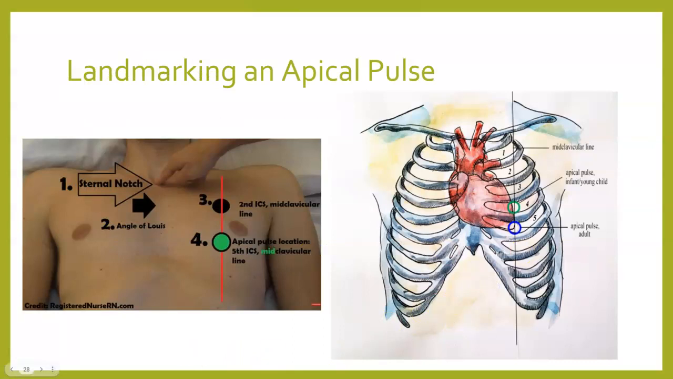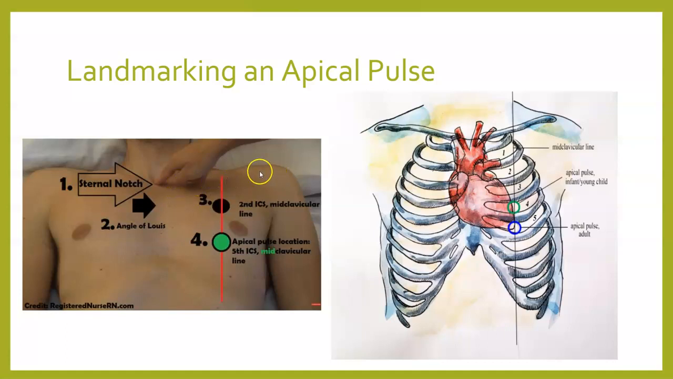Okay, so landmarking for your apical pulse. First you're going to find your suprasternal notch, as you can see here, down to the angle of Louis. This is kind of hard to feel, so practice on yourself. You'll go over this in lab again. But it's just kind of like a little ridge almost that's right here. So you're going to feel that, and then you're going to go over to your second intercostal space. That angle of Louis should be in line with your second intercostal space.